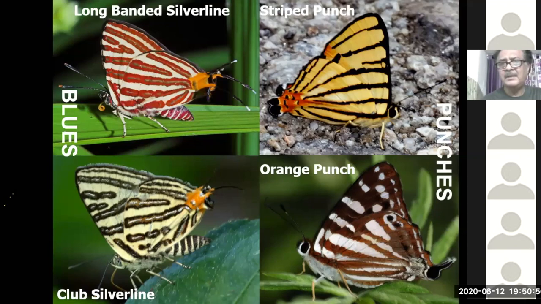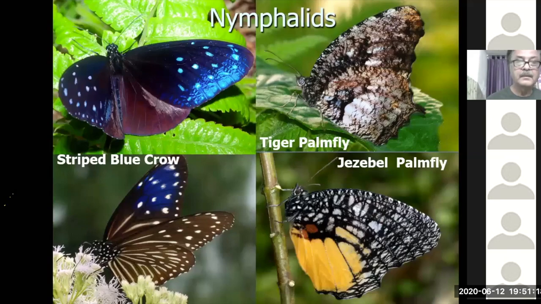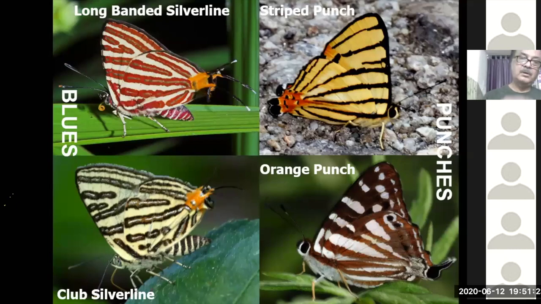So here we have the long-banded silver line. There's a central band here, which gives the name long band. The cursor doesn't show me. So otherwise, a central band here actually gives the name of the long central band on the wing. And here there's a club-like pattern on this silver line that gives the name club silver line.